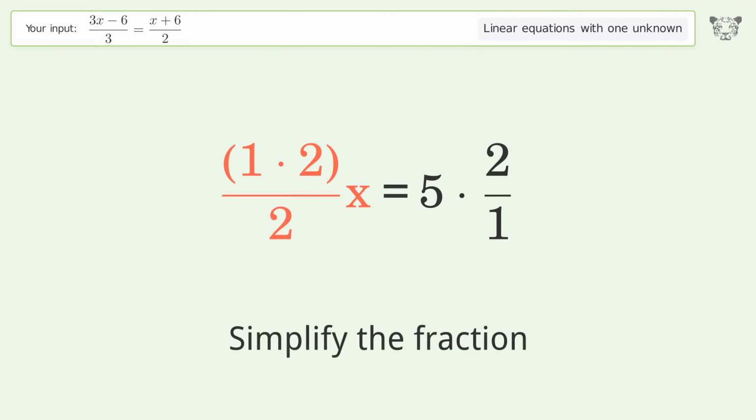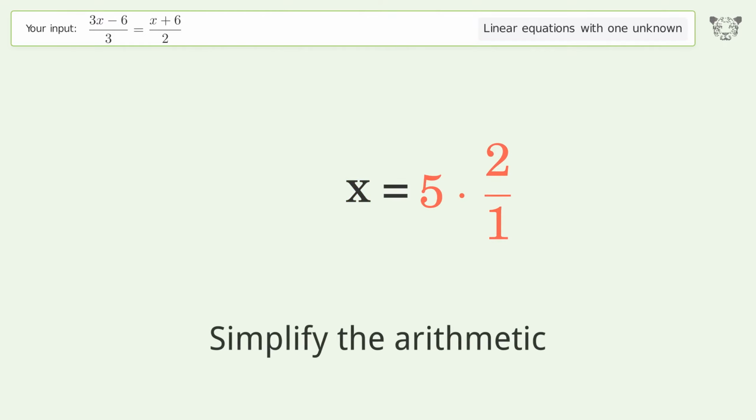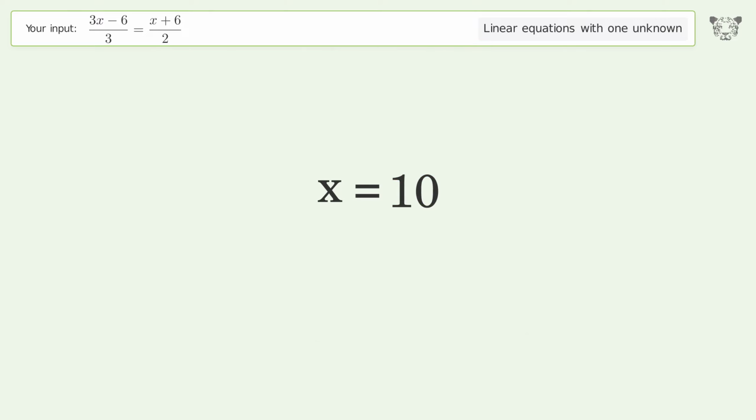Simplify the fraction. Simplify the arithmetic. And so the final result is x equals 10.